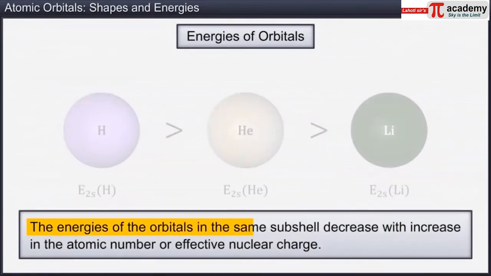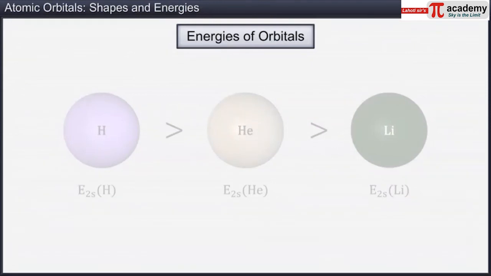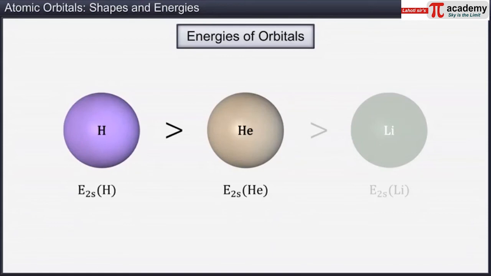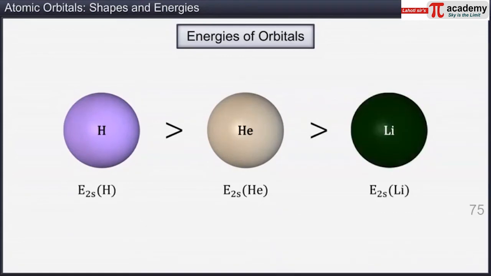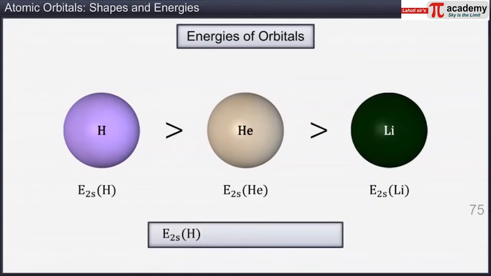The energies of the orbitals in the same subshell decrease with increase in the atomic number or effective nuclear charge. For example, the energy of the 2s orbital of hydrogen atom is greater than that of the 2s orbital of helium, and that of helium is greater than that of lithium, and so on. That is, E2s(H) > E2s(He) > E2s(Li).